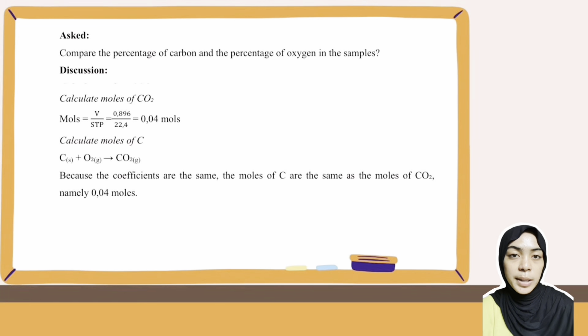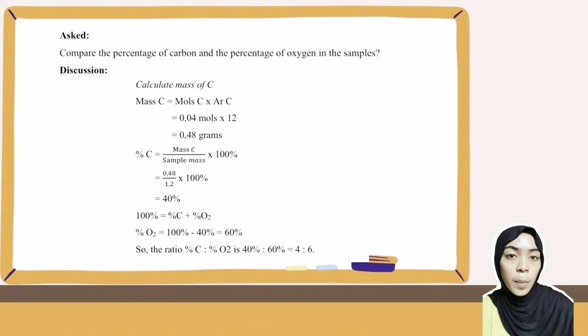That equals 0.04 mole. From the combustion reaction, carbon plus oxygen produces carbon dioxide. The mole ratio shows that 1 mole of carbon produces 1 mole of carbon dioxide. Therefore, the moles of carbon are also 0.04 mole. The mass of carbon is then 0.04 mole times 12 grams per mole, which equals 0.48 grams.